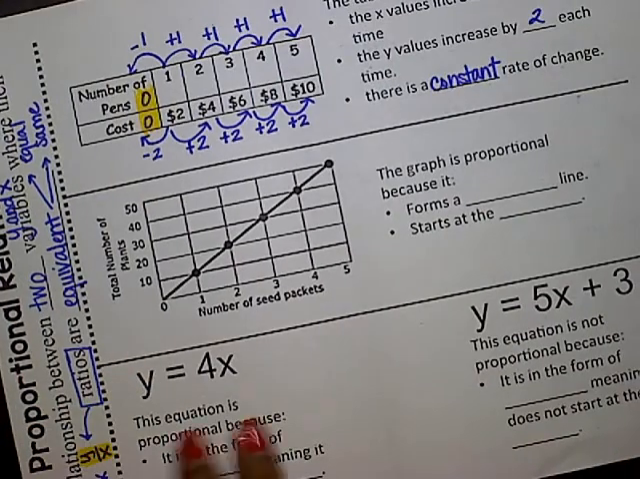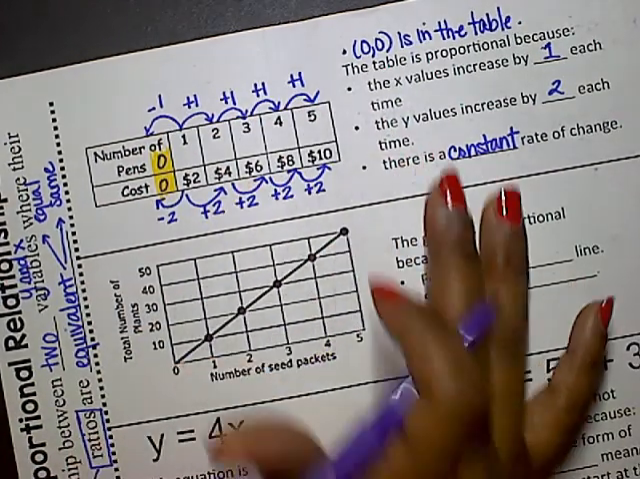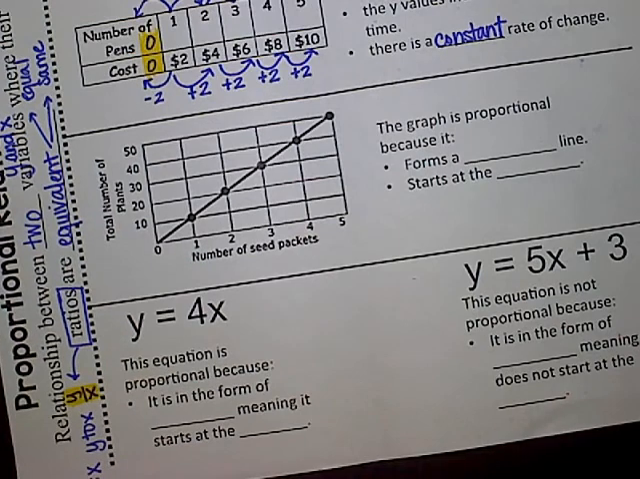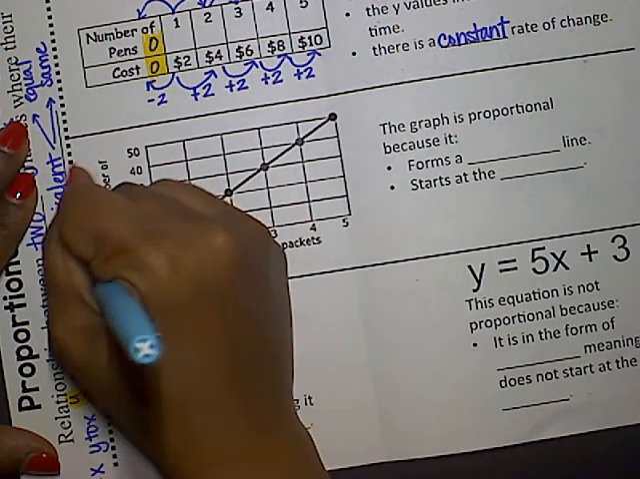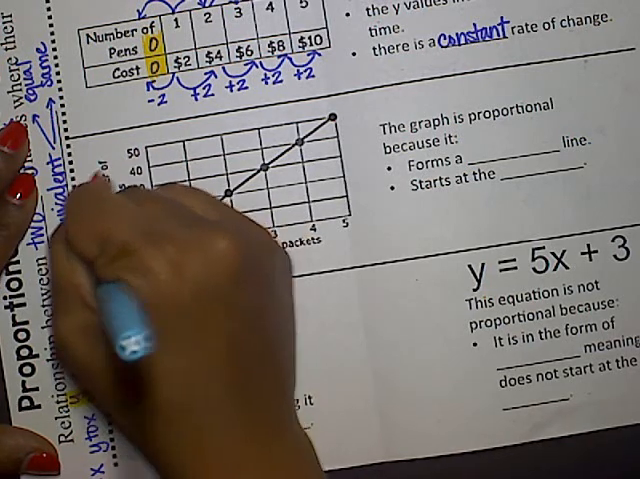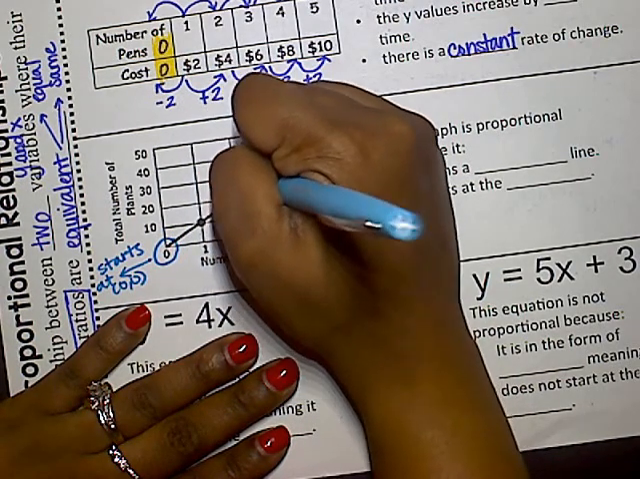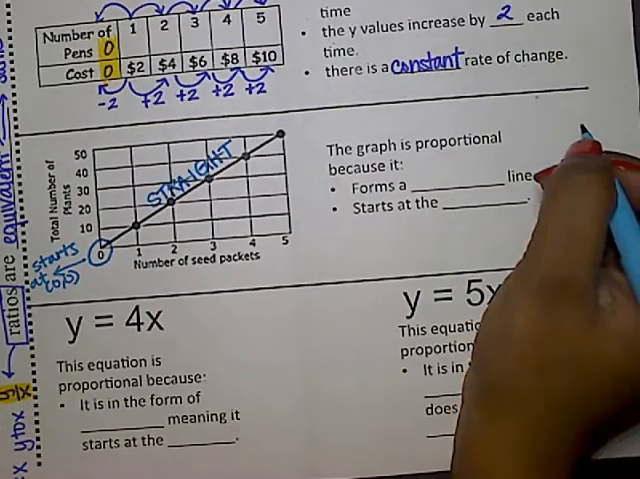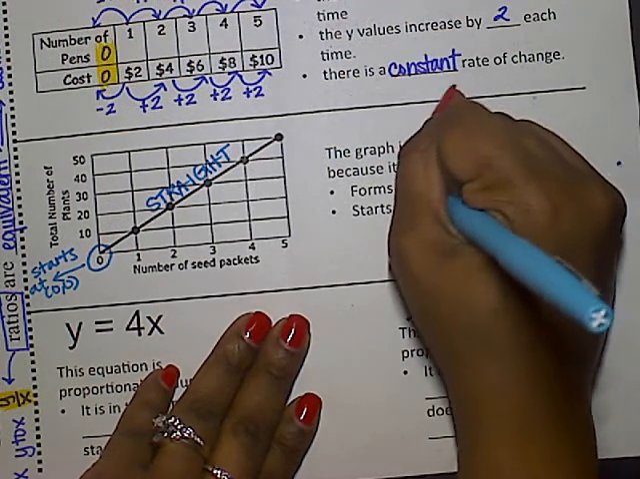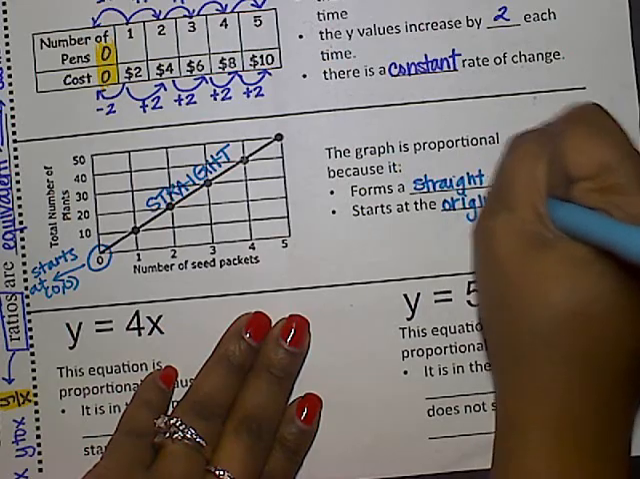Okay? So that is how we know it is proportional. 0, 0 is in the table, and it increases by 1 each time, increases by 2 each time. It is very much so constant. So now we're looking at this graph. We know it has to start at the origin, which it does here. So it starts at 0, 0. And then we know it has to be straight, which this is. So it doesn't loop, it doesn't zigzag. So therefore the graph is proportional because it forms a straight line, and it starts at the origin, which is 0, 0. Okay?